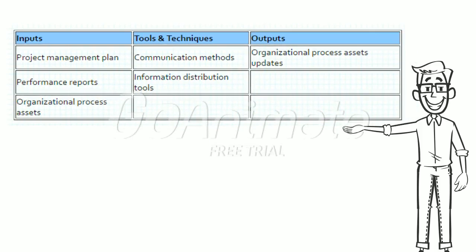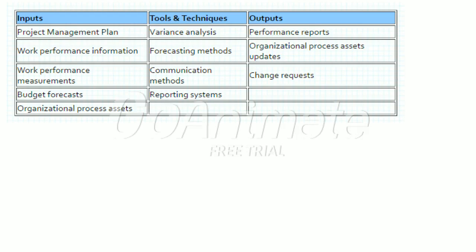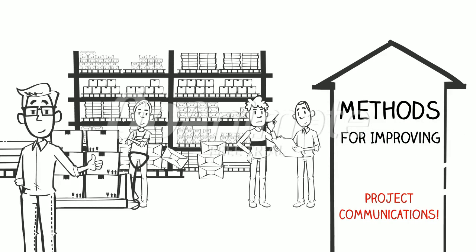Manage communications happens through the project duration. Information is shared with stakeholders as planned. This sharing of information is part of the manage communications process. Tools and techniques, and outputs of the manage communications process are given beside. Then, the control communications process involves sharing the project status reports and measurements with appropriate stakeholders. Last but not least are the methods for improving project communication.